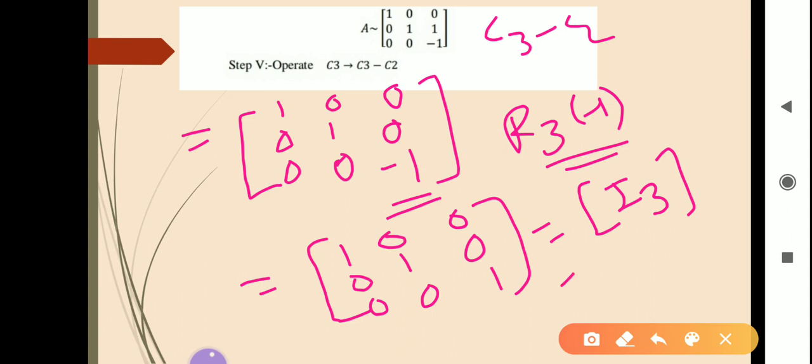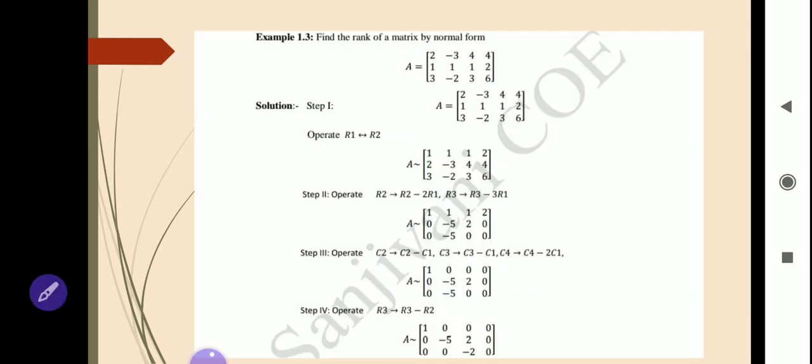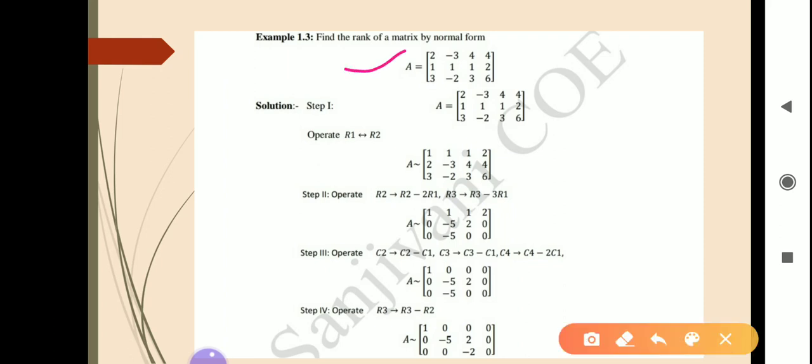So what is the rank of the given matrix? Rank of the given matrix is 3. Number of non-zero rows 1 2 3 is the rank of the matrix, and this is also the normal form of the given matrix. Now we will take another problem. So the next problem is: find the rank of the matrix by normal form, where A equals this, that is 2 -3 4, 4 1 1, 1 2 3, -2 3 6.